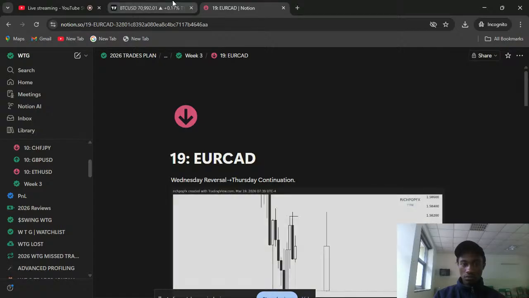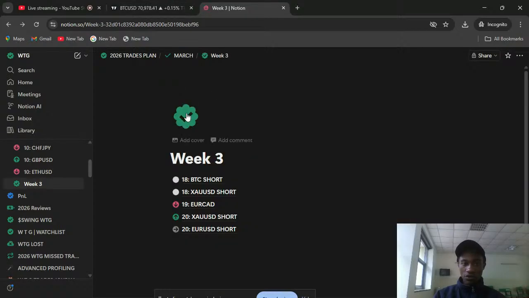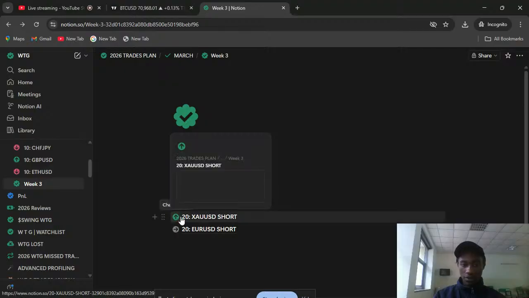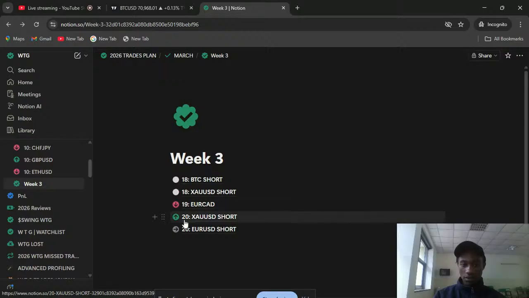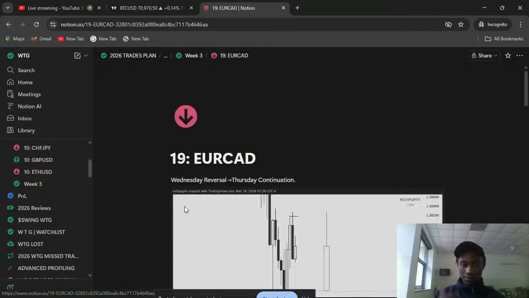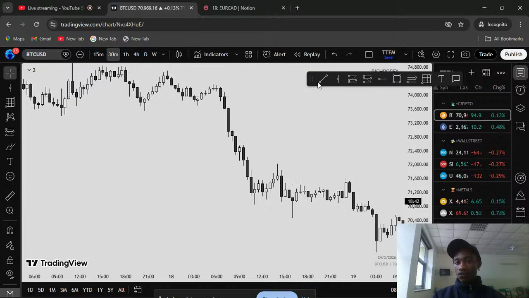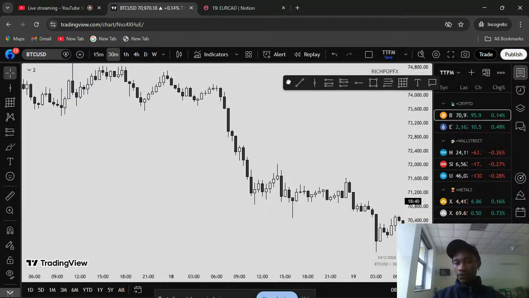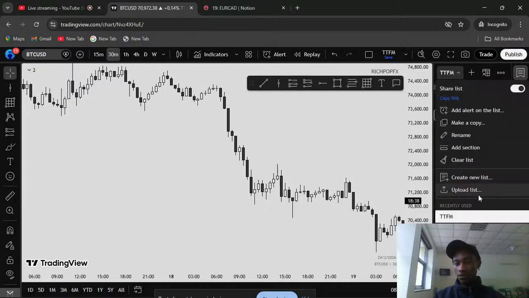Whenever you see this red downward icon, this means loss. This means win. This is break even. These are missed or skip. Now I have this downward one, this is a loss. I took this in the forex market, and I took that before I even.